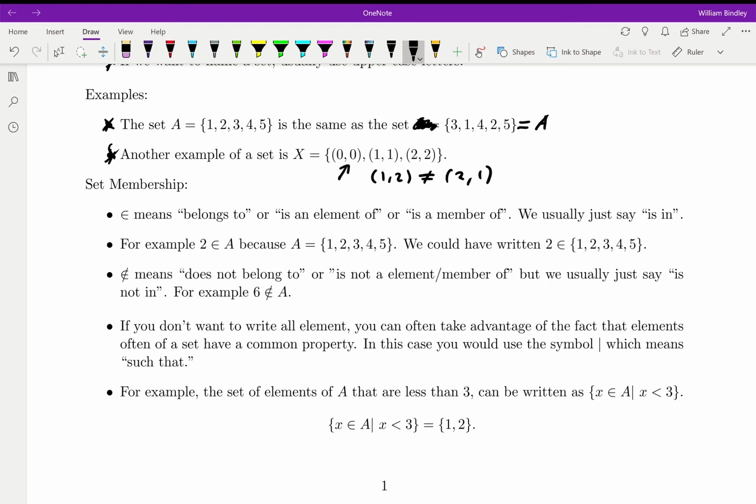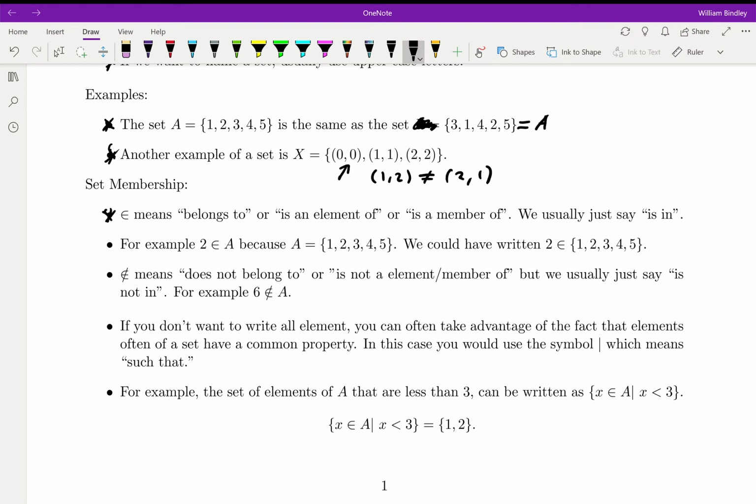So that's an example of a mathematical context in which order is important. And sets are an example of a mathematical context in which order is not important, at least not for the sets that we will be looking at, okay? All right, so set membership.